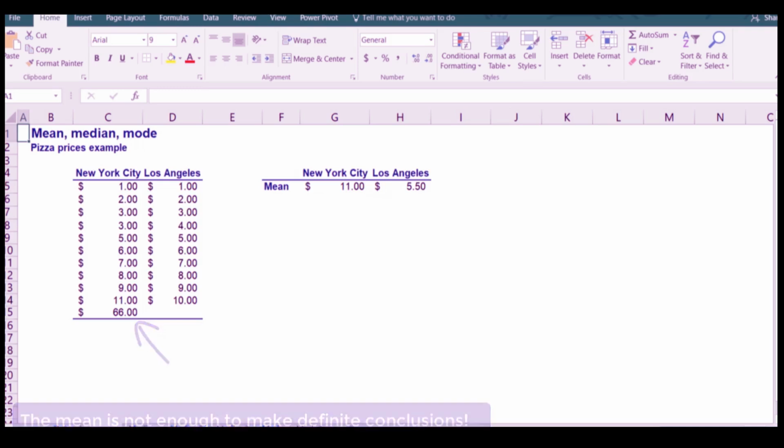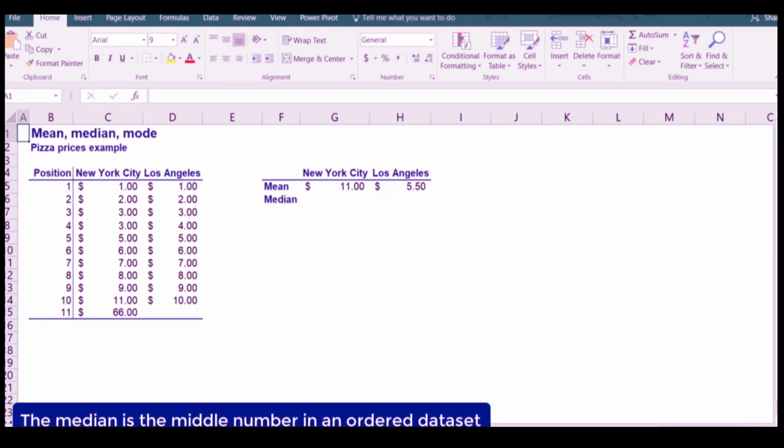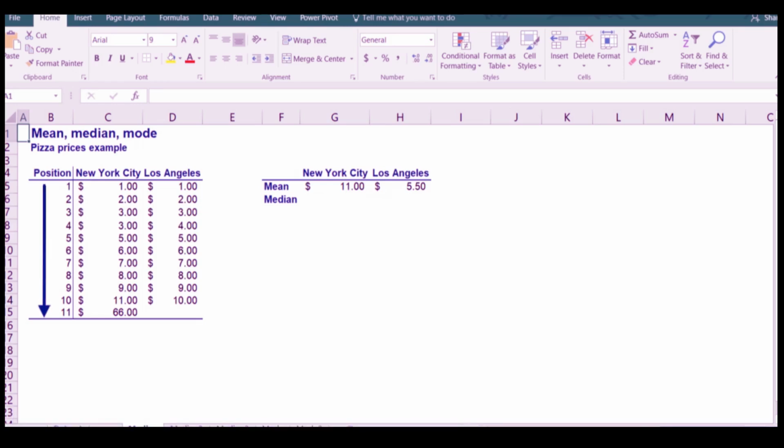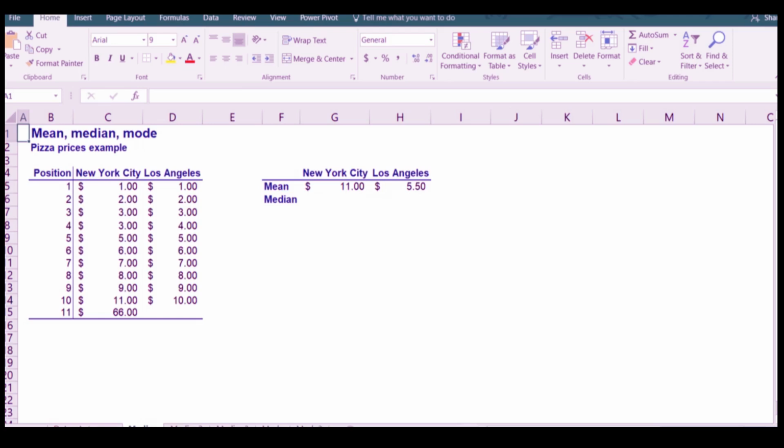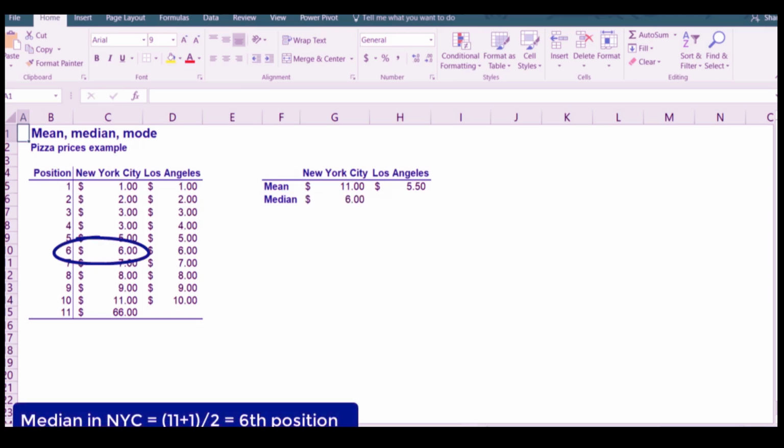You guessed it. We can calculate the second measure, the median. The median is basically the middle number in an ordered dataset. Let's see how it works for our example. In order to calculate the median, we have to order our data in ascending order. The median of the dataset is the number at position (n plus 1) divided by 2 in the ordered list, where n is the number of observations. Therefore, the median for NYC is at the 6th position, or $6. Much closer to the observed prices than the mean of $11, right?